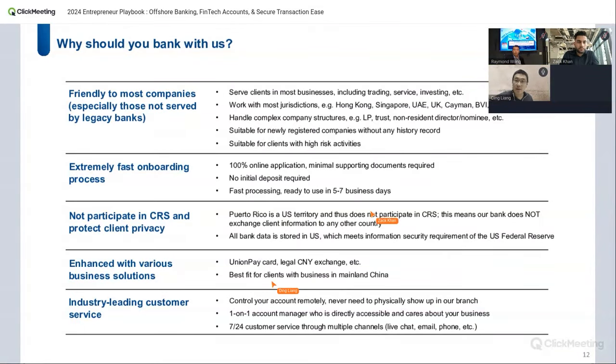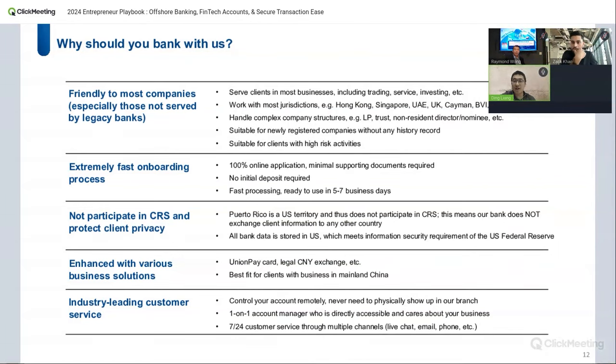I have one more page. So you have understood our capabilities and our products. I would like to highlight a couple of features which differentiate CBI Bank from any other banks in the world, right? There are 5 features. The first one is CBI Bank is very friendly to most companies.